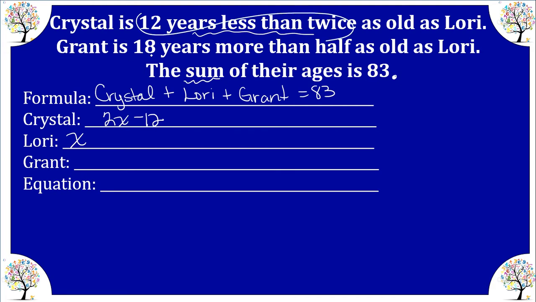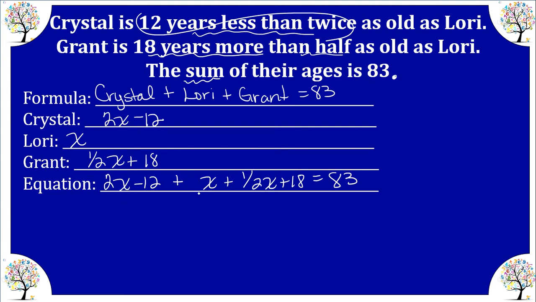Grant is 18 years more than half as old as Lori. So again, another flip-flop. So we're going to put plus 18, and then half Lori is 1/2 times x. Now we can substitute our expressions into our equation. So we have Crystal's age plus Lori's age plus Grant's age is equal to 83. We are going to combine our x's and our constants.